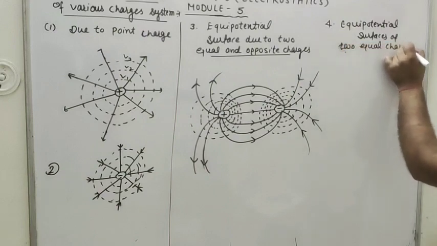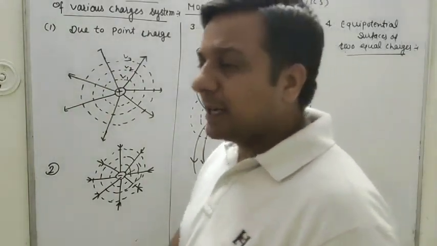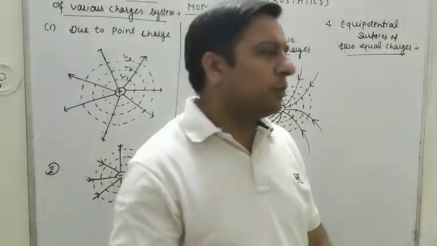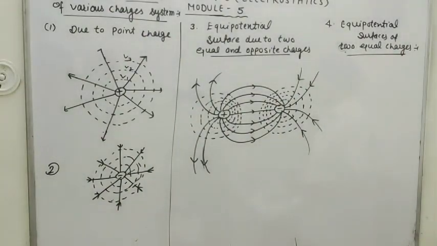Dear student, whether they are positive or negative, if they are positive or if they are negative, only the sign of the arrow will change and the remaining things will be the same. So we will draw equipotential surfaces due to two equal charges.